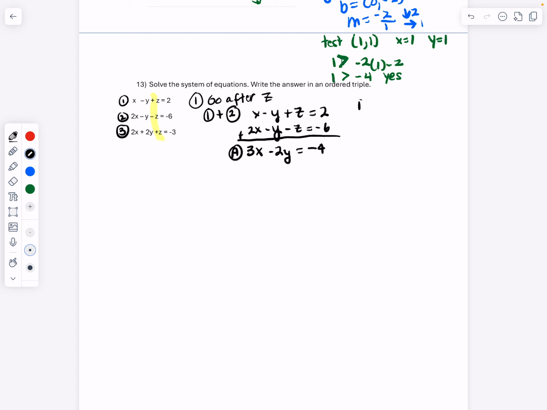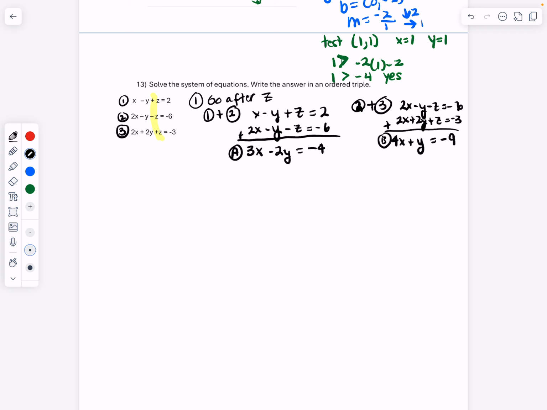Now I'm going to add line 1 and line 3 together. So, I'm going to add line 2 and line 3 together. So 2 is 2x minus y minus z equals negative 6. And then 3 is 2x plus 2y plus z equals negative 3. Now I add those together and I get 4x plus y, the z's go away, equals negative 9. Okay, I'm going to call this B.